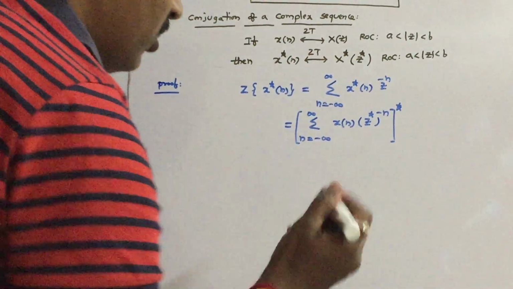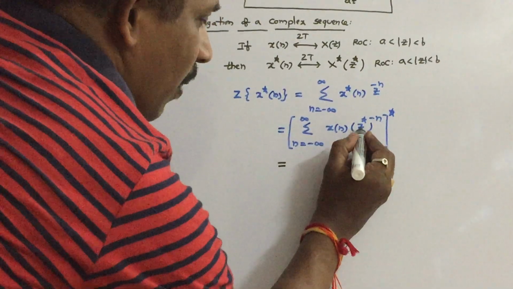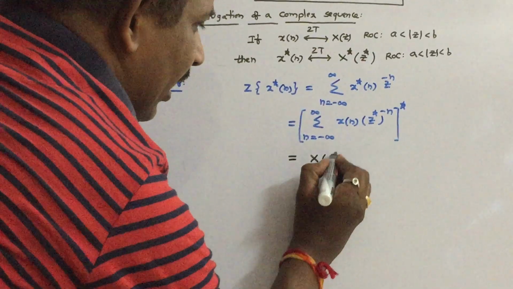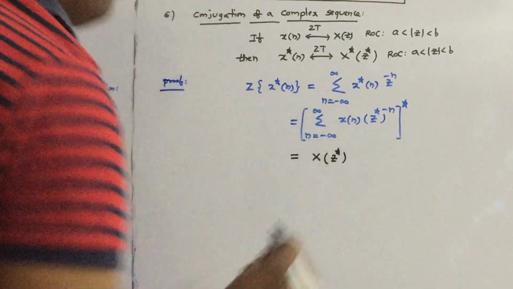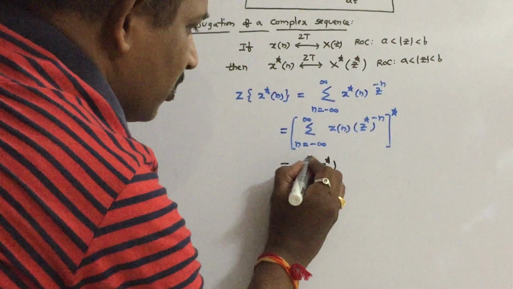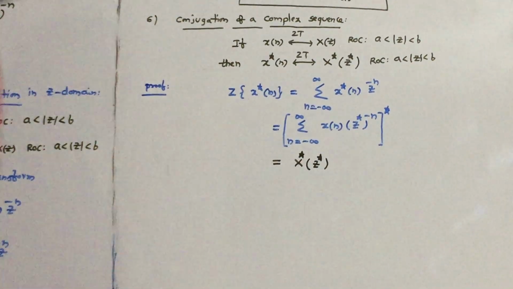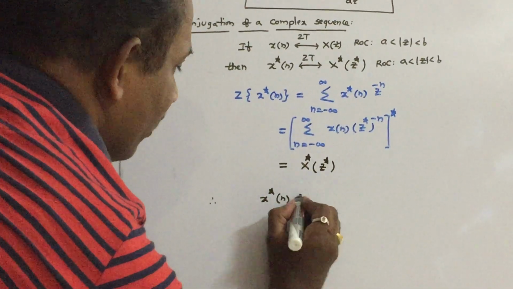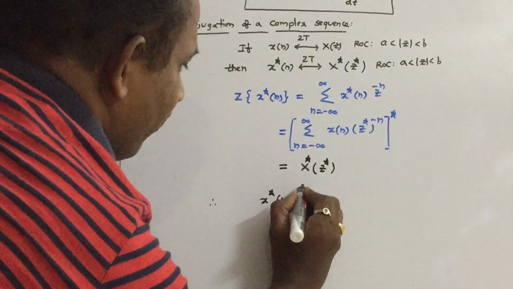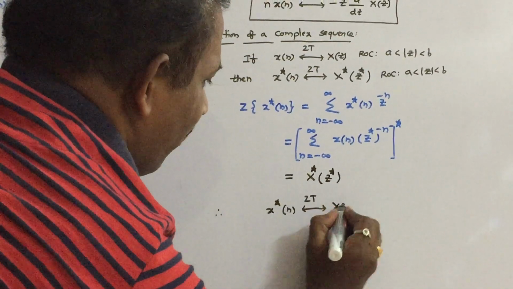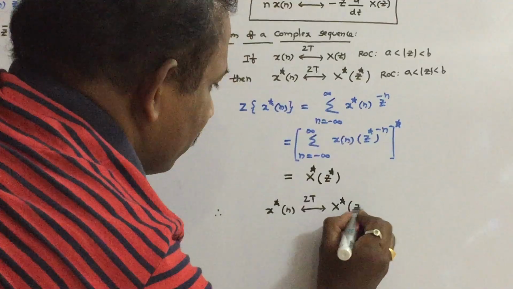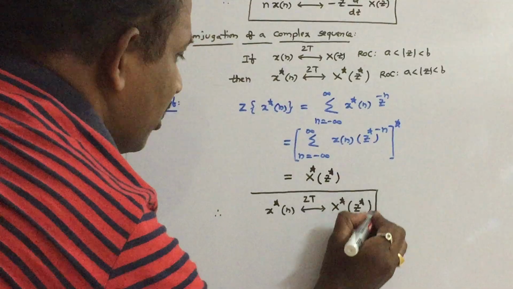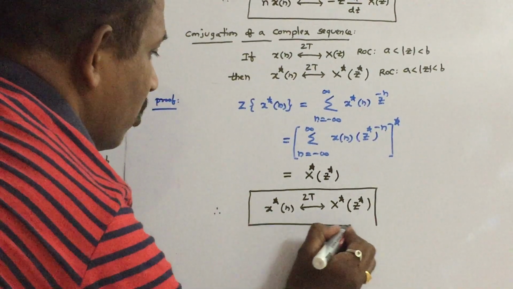So what is this? This is in the form of definition of z transform, but instead of z, complex conjugation is there. So therefore this is written as x as a function of z star. Because of this complex conjugation, you can write it like this. So therefore we can write it as x star of n. That means if you complex conjugate a given sequence, the corresponding z transform will become x star of z star, where star denotes complex conjugation. Remember that star denotes complex conjugation.